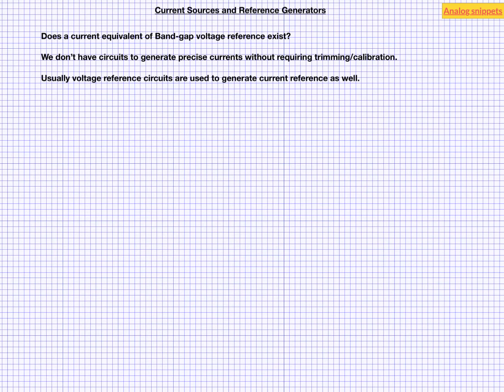Does a current equivalent of the bandgap voltage reference circuit exist? The short answer is no. Unlike voltages, we don't have a circuit which can generate a very precise current reference to within a few percentage without any trimming. Oftentimes, currents are the byproduct of voltage reference circuits, which are further refined to fit the purpose. So let's look at some voltage reference circuits and find out what kind of current they generate.